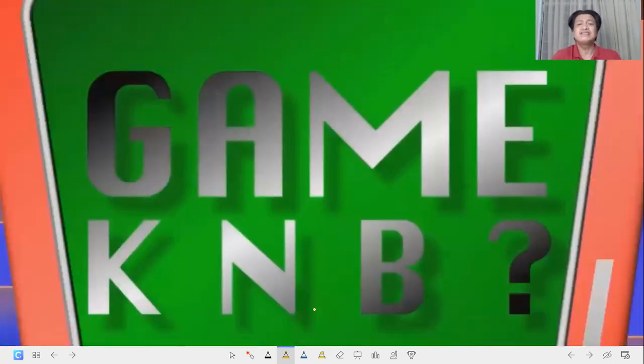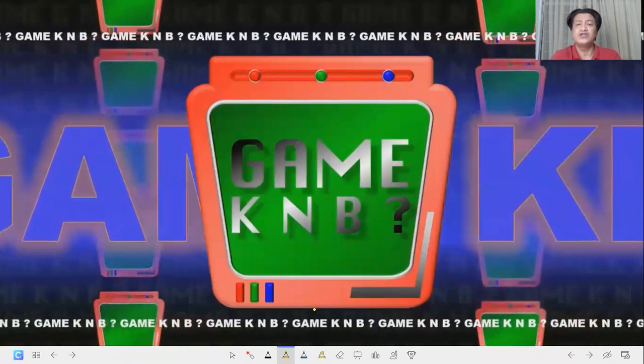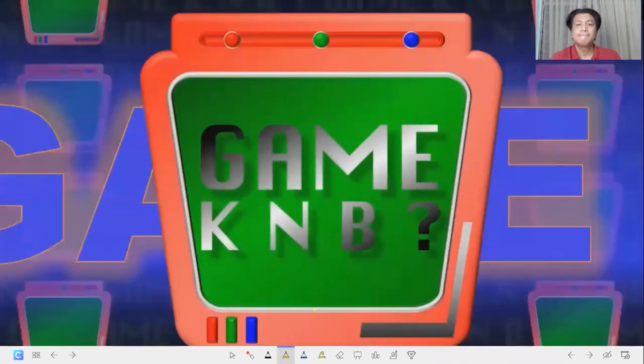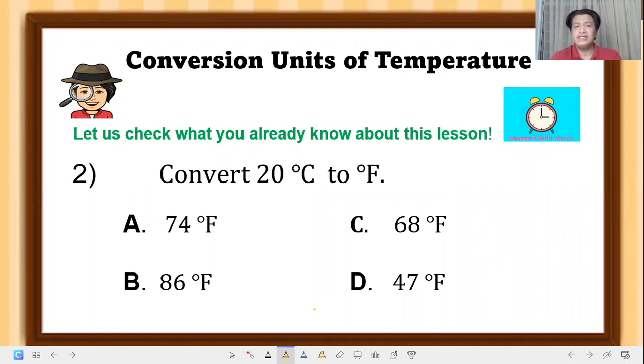Okay, so with that, let's test your understanding about temperature. Number 1. Convert 37 to degrees Kelvin. Okay, the correct answer is letter D, 310 Kelvin. Okay, let's number 2. Convert 20 degrees Celsius to Fahrenheit. Okay, the answer is the letter C, 68 degrees Fahrenheit.